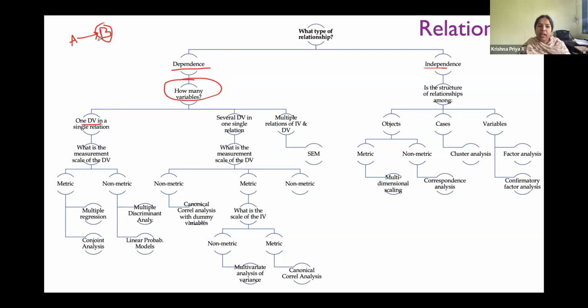So if there is only one dependent variable, then we need to again state whether it's a metric scale or a non-metric scale. So it's an ordinal scale or the rest of the scales. If it's a metric scale, then multiple regression works. So one dependent variable has to be there for multiple regression to work. So does it mean that when using multiple regression I must have one dependent and one independent variable? No. It only says one dependent variable.